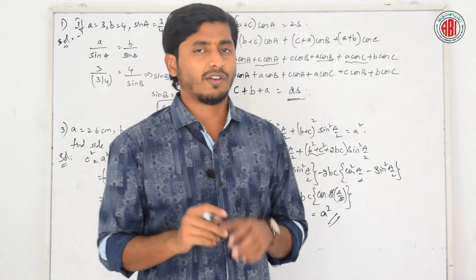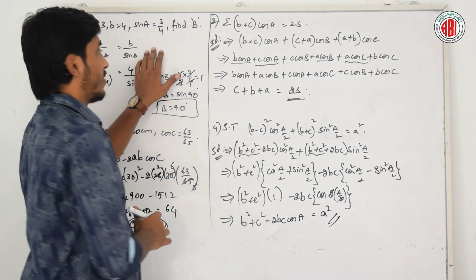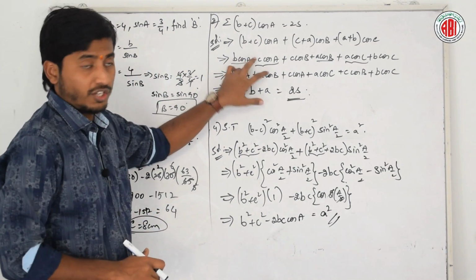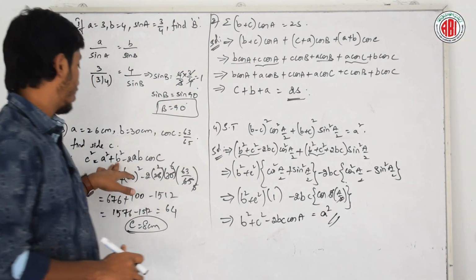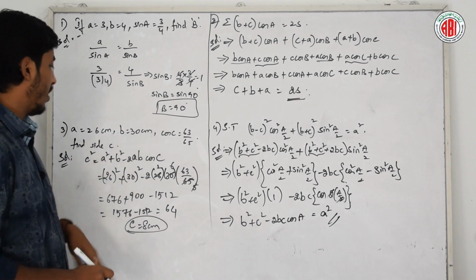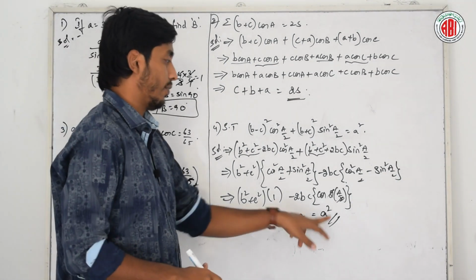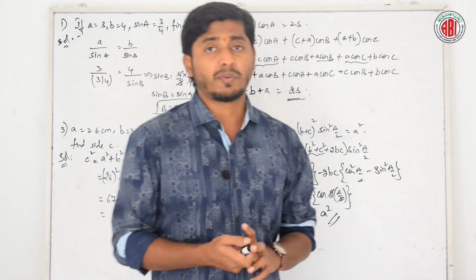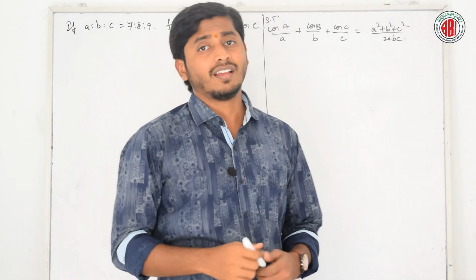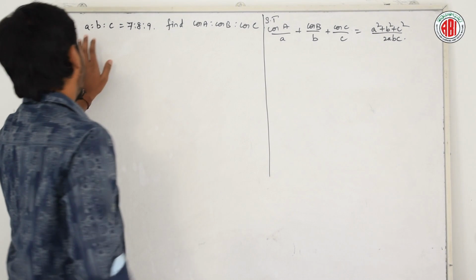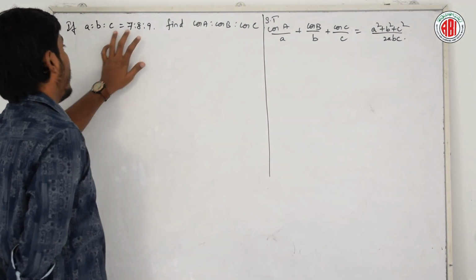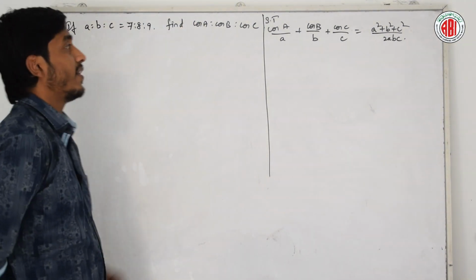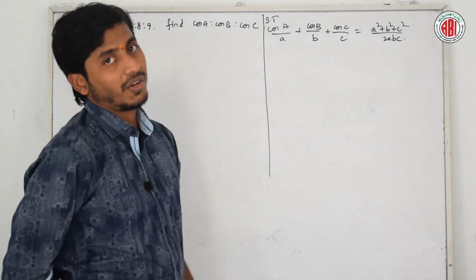Isn't it? What all formulas did we use? Here we used sine rule. Here we used projection rule. Here we used the basic cosine rule. Here also in class we used this cosine rule. Isn't it? Did you understand? Shall we do a few more problems? Let's do. Now see here, the question given here is, if the ratio of A, B, C is given as 7, 8, 9, he is asking us to find the ratio of cos A, cos B, cos C.